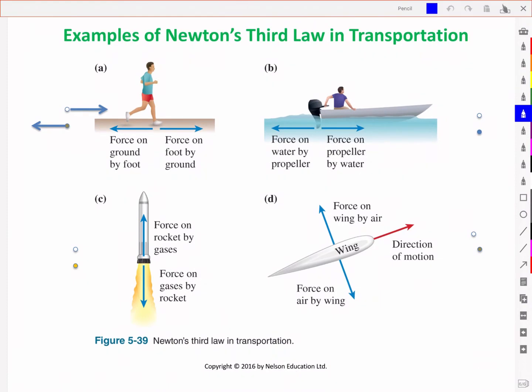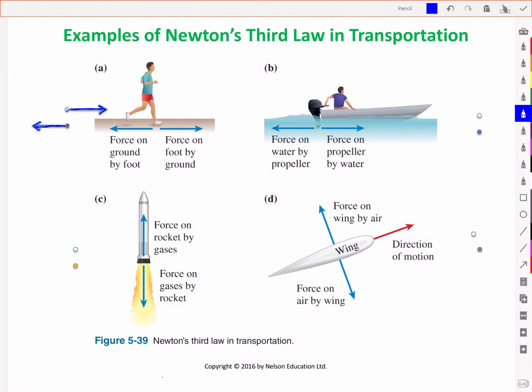Here are some examples of Newton's third law in transportation. So when you're walking and you exert a force on the ground, or your foot exerts a force on the ground, the ground exerts an equal and opposite force on you. So notice we've got the two separate objects here. I'm drawing them a little bit different than what's there because I want to emphasize the two different objects.